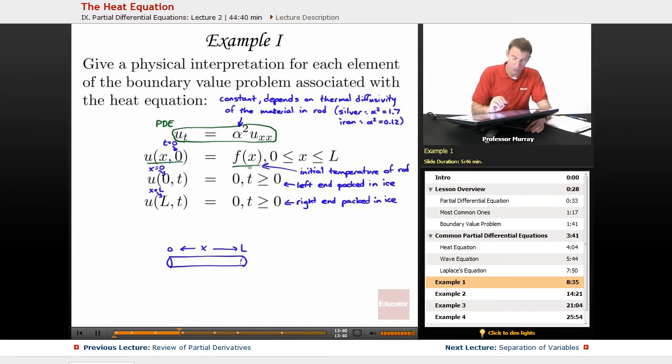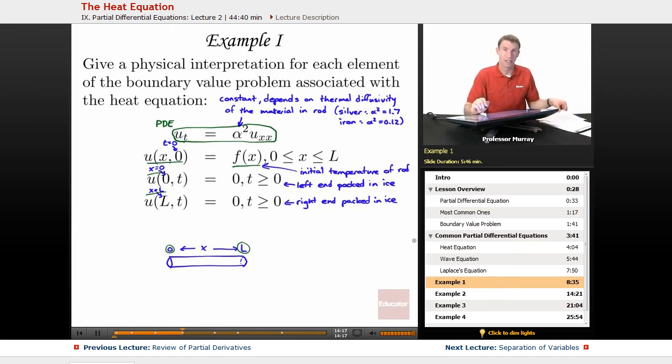So f of x would be a function that the experimenter has determined by going through and measuring the initial temperature of the rod. And then u of 0, t and u of L, t, that means you've plugged in x equals 0 and x equals L, which means you're looking at the left-hand end of the rod and the right-hand end of the rod. And if we're keeping them equal to 0, that would suggest that we've artificially forced both ends to stay at 0, perhaps by submerging both ends of the rod in an ice bath, and so that's how we know that they're going to stay at temperature 0 for all time.